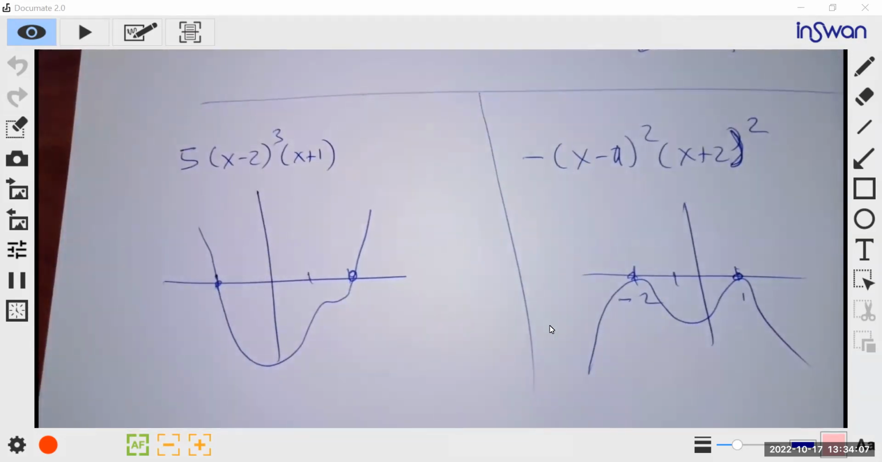What's different between those two equations and those two graphs? Okay, now that tells me the directions, but why is this one crossing the x-axis? This one's not crossing the x-axis. Nope. 5 is a constant. It doesn't do anything. If it was positive, it'd do the same thing, just going up.